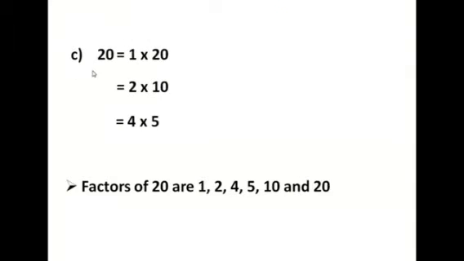Question number C, it was 20. So 1 twenties are 20, 2 tens are 20, 4 fives are 20. You can think of 5 fours, it is the same as 4 fives. Again 10 twos, it is the same as 2 tens. So we are not repeating. Even 20 ones also. So the factors of 20 are 1, 2, 4, 5, 10, 20.